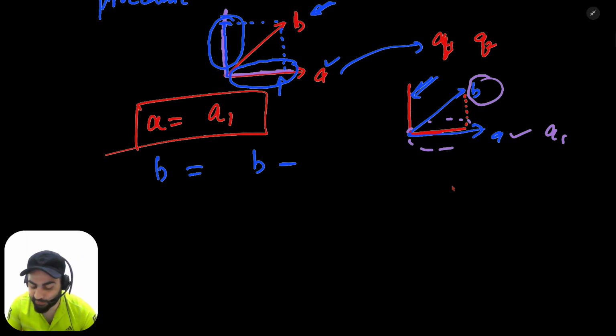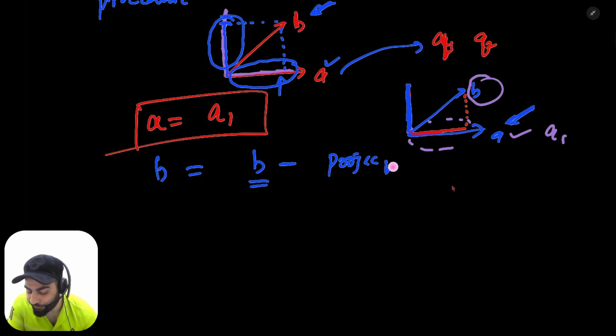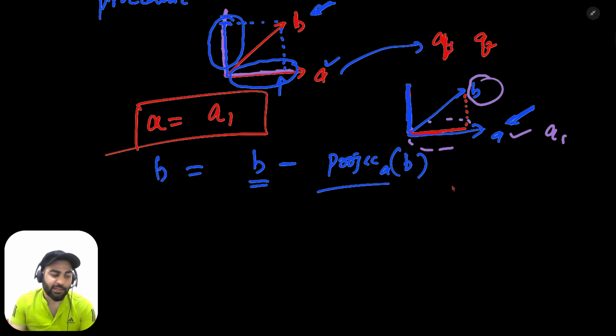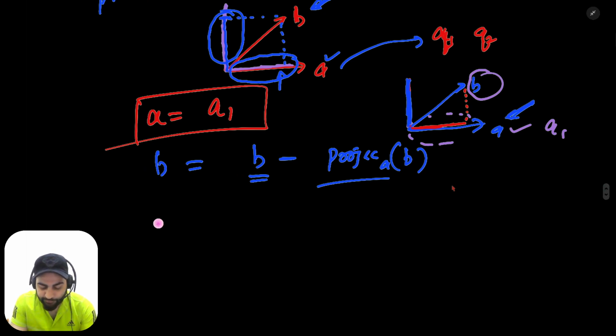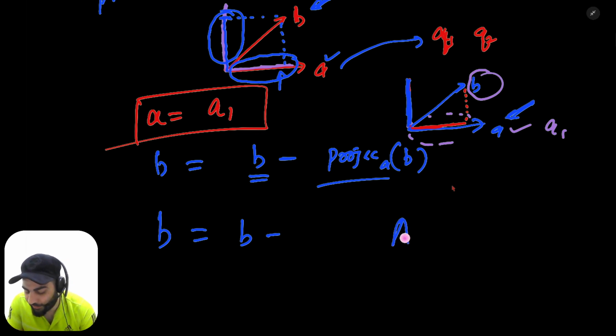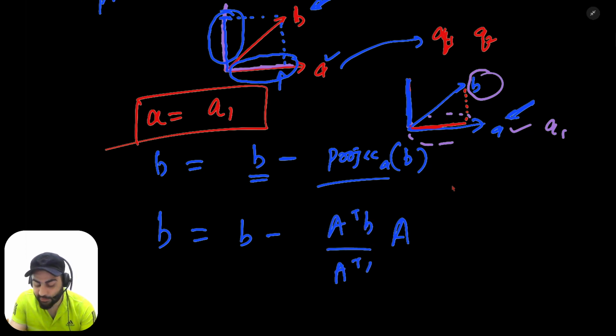If you again see the picture of the null space, the component of B which lies in the column space of A, take that out. Then we're just left with the perpendicular part, the vector that lies in the null space of A transpose. So B minus the projection of B onto A. You know the projection matrix equation: it is A transpose B divided by A transpose A, times A.